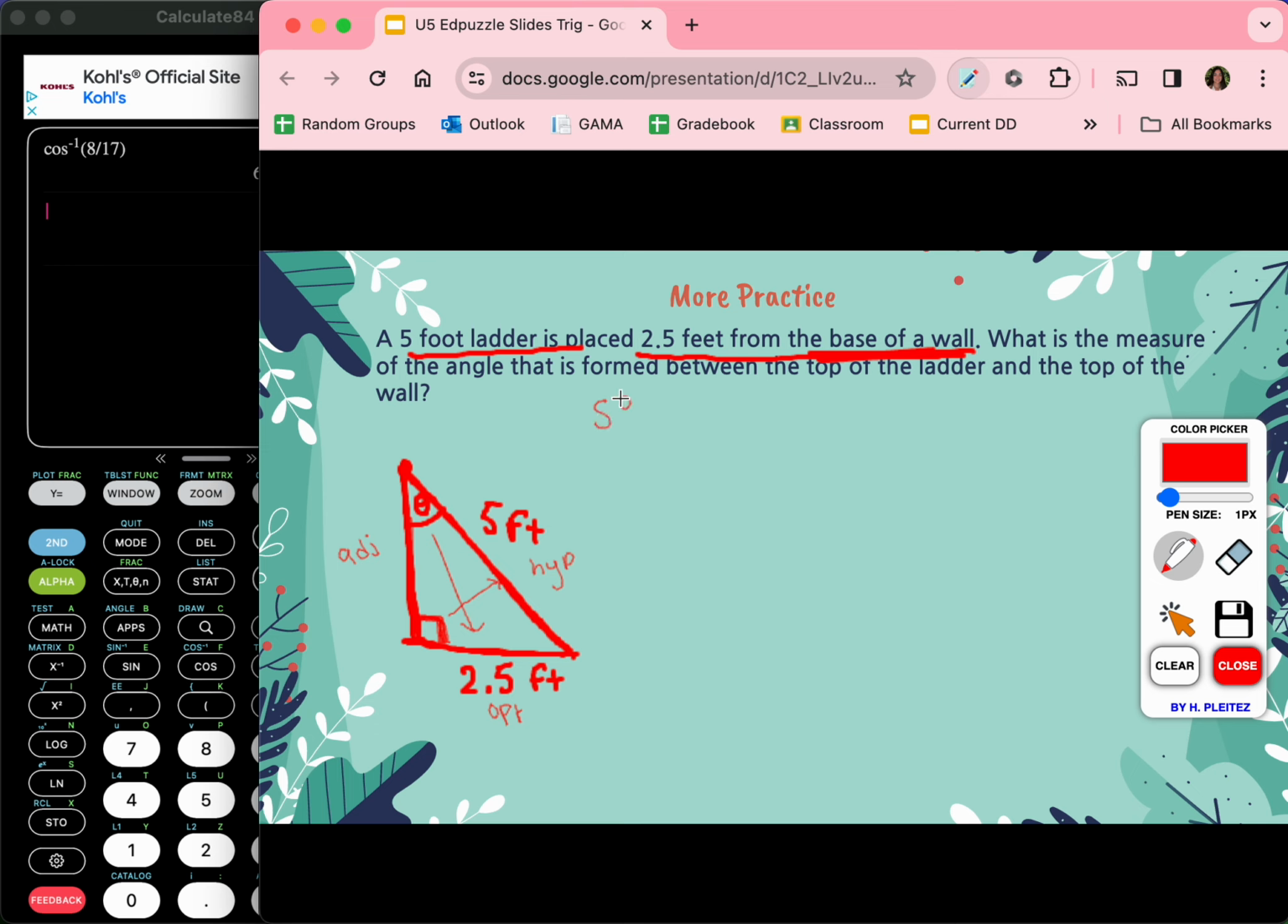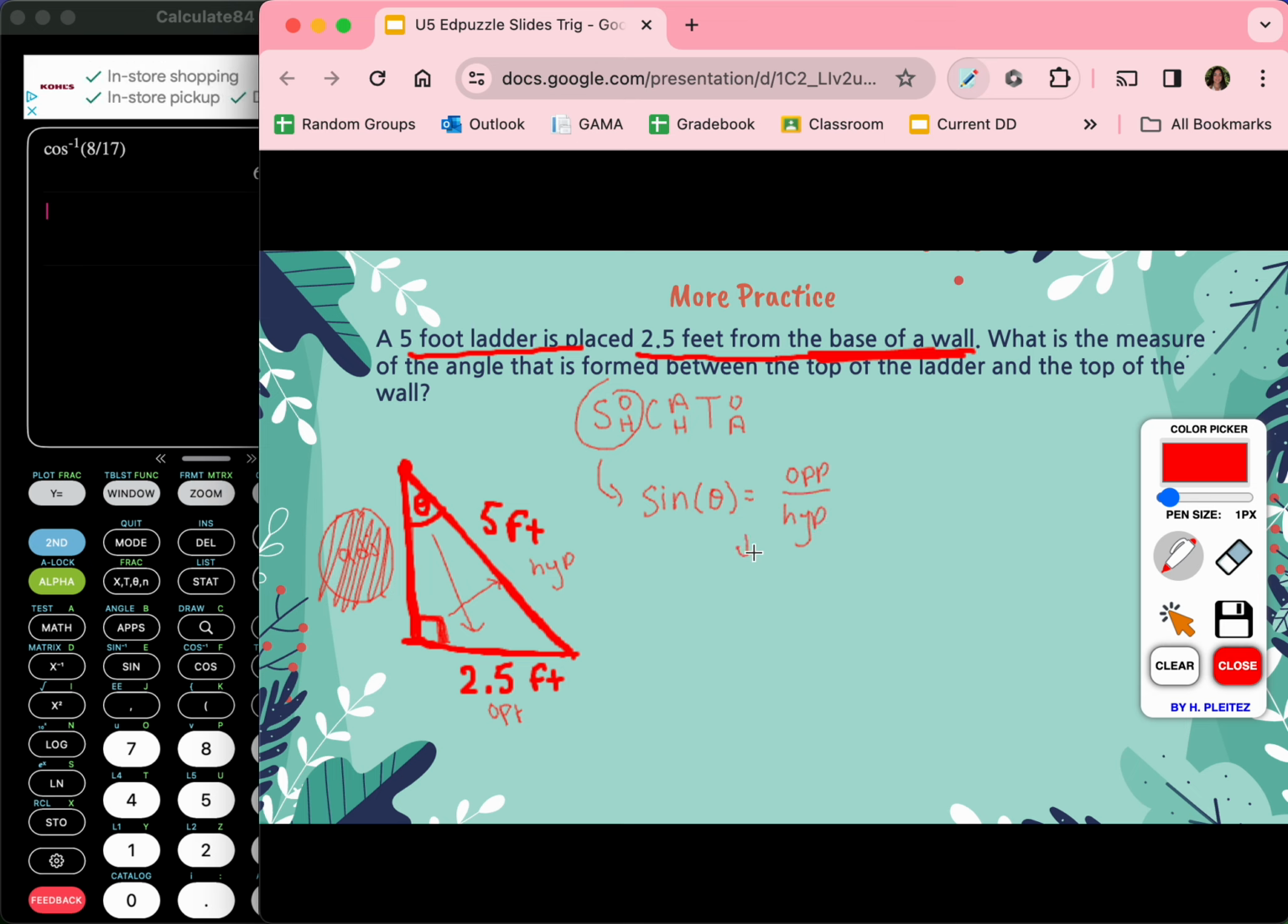And I broke another one of my rules again. I didn't write SOHCAHTOA, so let's do that now. So for this, I know my adjacent side isn't really relevant, so I'm going to cross that out. I do know that I need the hypotenuse and the opposite side, so that is sine. So we have sine of theta equals opposite over hypotenuse.